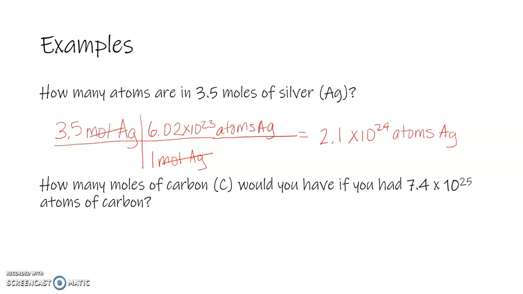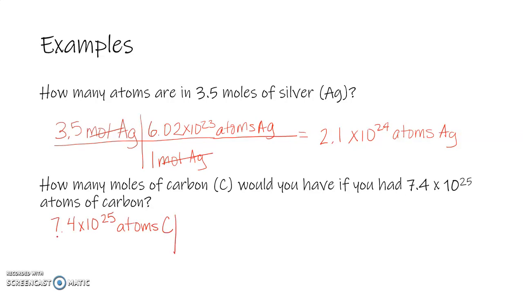Okay, let's look at another problem. How many moles of carbon would you have if you had 7.4 times 10 to the 25th atoms of carbon? So we want to convert from atoms of carbon to moles. We'll use Avogadro's number as a conversion factor. So as always, we're going to start with the amount that we're given, which is in this case 7.4 times 10 to the 25th atoms of carbon.